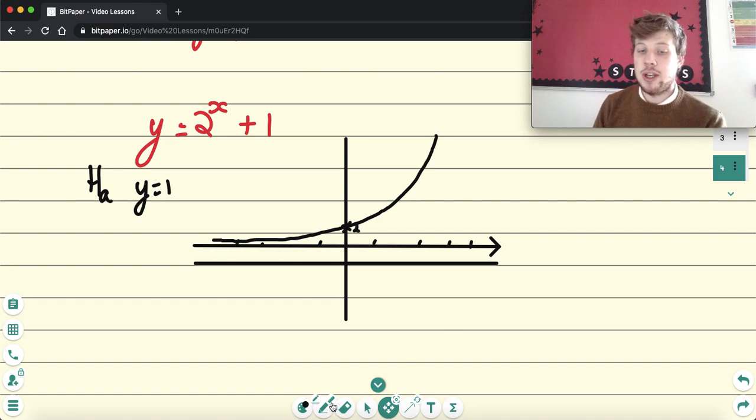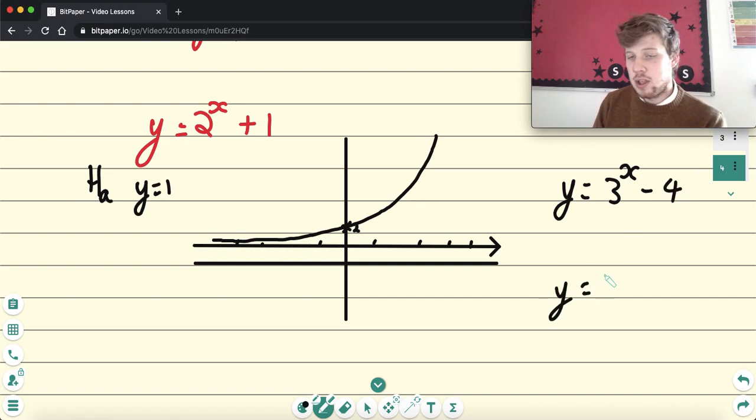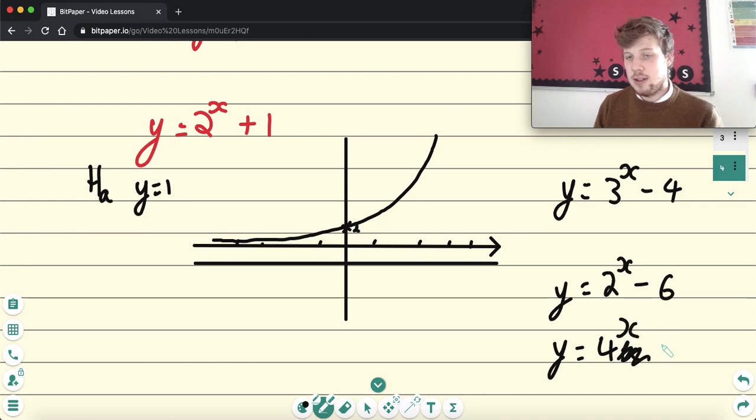So I'd like you to quickly just make a plot of the line y equals 3 to the power of x minus 4, and y equals 2 to the power of x take away 6, and y equals 4 to the power of x plus 3. I'd like you to make a plot of those in your book. I'd like you to work out what a horizontal asymptote for each one would be, and we'll have a look at that in the lesson.